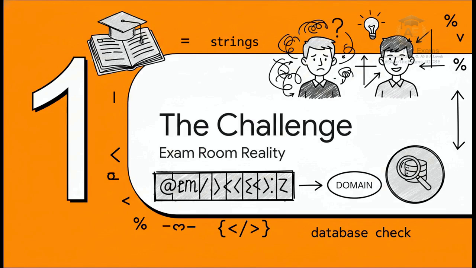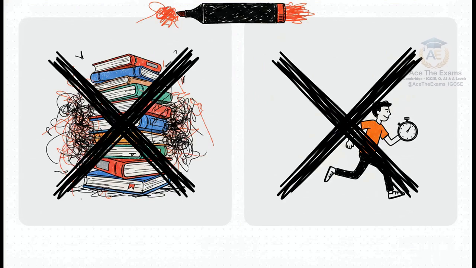Okay, Section 1, the challenge. Let's set the stage with a dynamic comparison between two typical computer science students who are facing a complex string manipulation question. Picture this. On the left side, we have Alex.